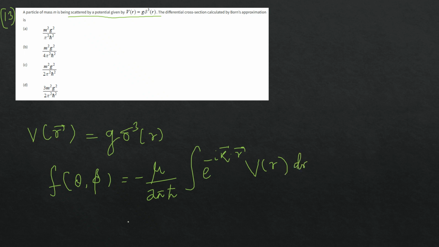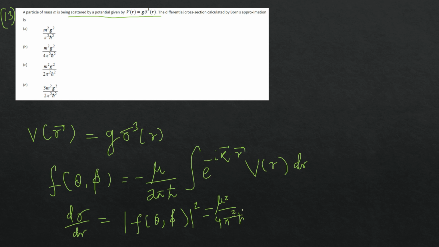If you have to calculate the differential cross section, d sigma by d omega is equal to mod f of theta phi whole square, which equals mu square divided by 4 pi square h cut square, and this is the mod of this one, squared, whatever value you get here. So if I put V(r) here directly, e to the power minus i k dot r, g delta(r).